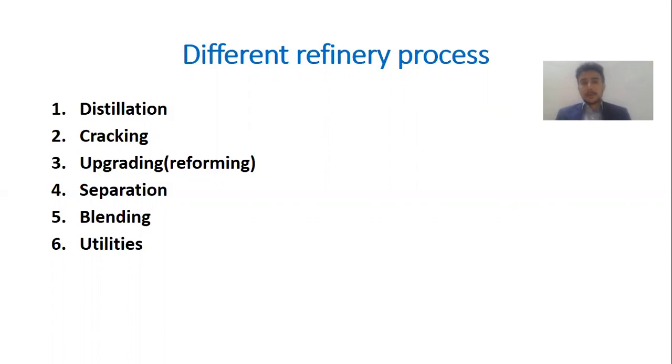Distillation means separating the crude oil into fractions, into products. You can produce many products in the distillation unit. These products are produced, or you can say separated, from crude oil depending on the boiling point. Each product has a specific boiling point and a specific volatility. As you know, we have two types of distillation in the refinery, atmospheric distillation and vacuum distillation.